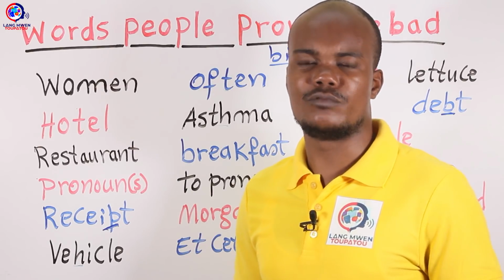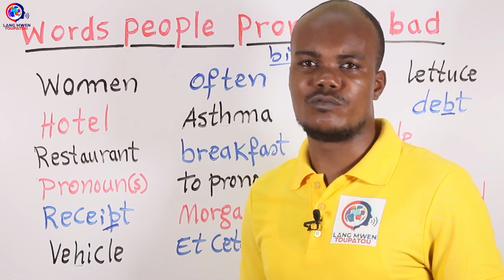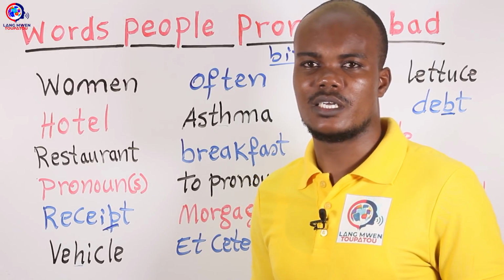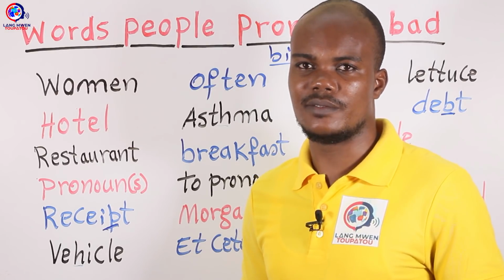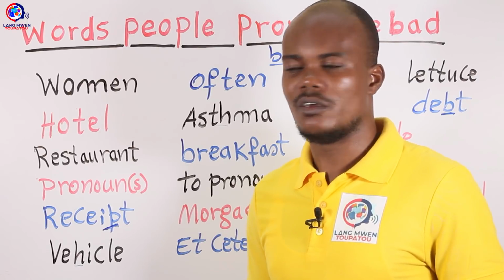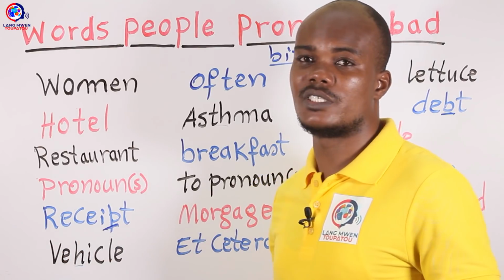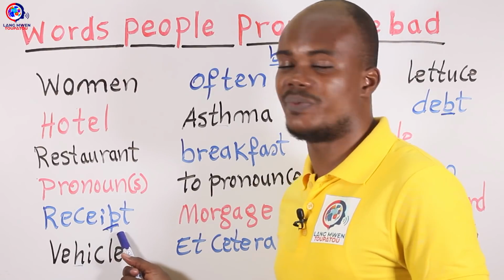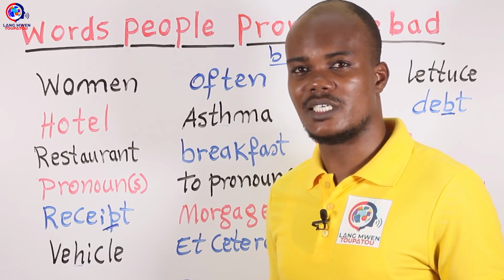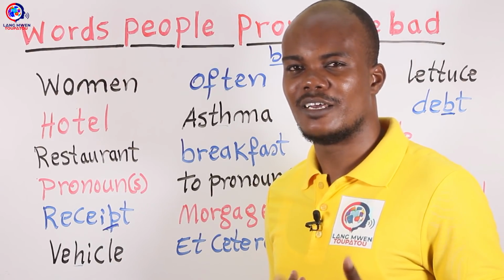Oh yeah, do you get a receipt? Yes, I have a receipt. You say, I got a receipt. And you don't pronounce the letter P. Receipt. Very good.